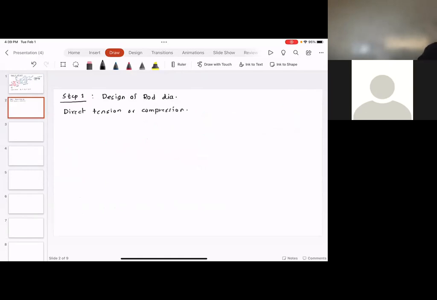So if the load is P, sigma T, because tensile stress is typically less than the compressive stress, equals P divided by pi by 4 t square. So from here, you can find out the value of the diameter. The failure area, the cross-section area, will be the circular cross-section area. This is the diameter.